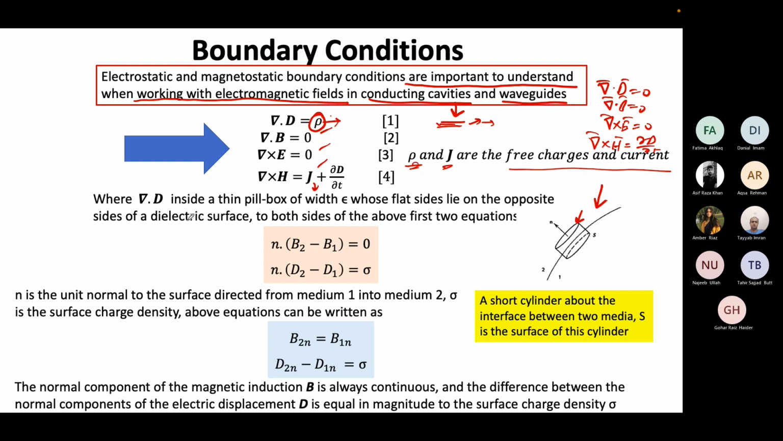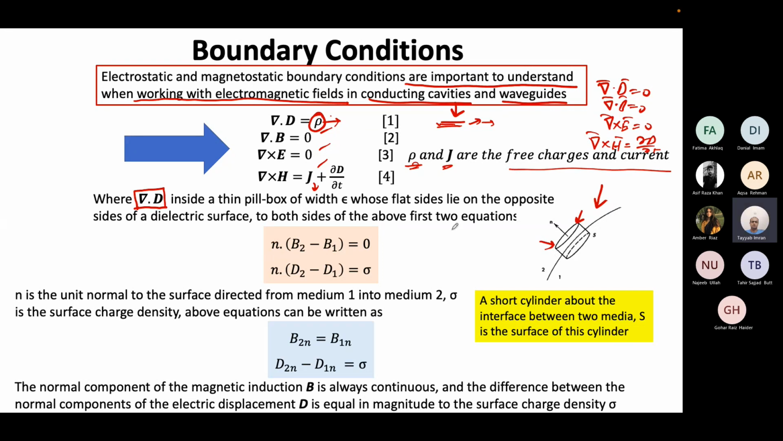And this one, del dot D, the electric displacement, space, उसके जो position components हैं, inside this thin pill box. ठीक है, ये जो पिल बॉक्स है आपका, ये उसके अंदर, ठीक है, चार्जेस हैं something like this. And this pill box is very thin.